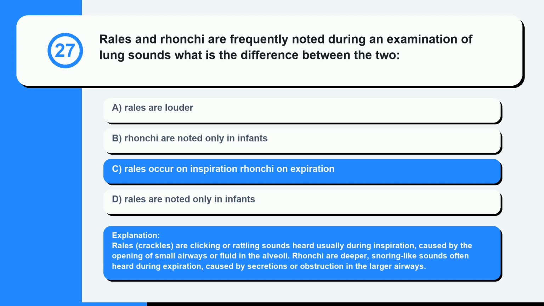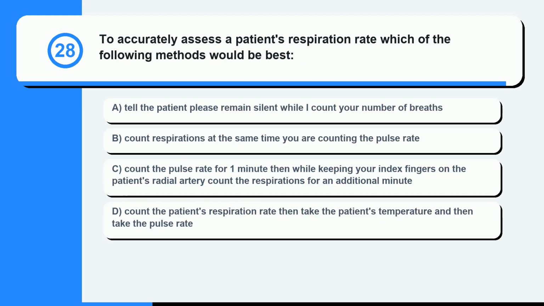Question 27. Rales and rhonchi are frequently noted during an examination of lung sounds. What is the difference between the two? A. Rales are louder. B. Rhonchi are noted only in infants. C. Rales occur on inspiration, rhonchi on expiration. Or D. Rales are noted only in infants. The correct answer is C.